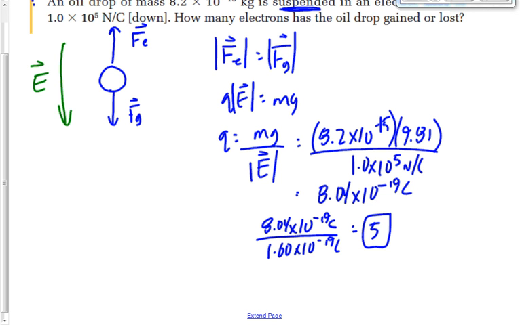Now, is it gained or lost? That's the tricky part of this one. Why do you say gained? Because it's a positive particle? How do you know it's a positive particle? How do you know it's a negative particle? Yeah, good. If the electric field is down and the force is up, then it's got to be a negative particle. And if it's a negative particle, is it gained or lost electrons? It's gained. Is that good?